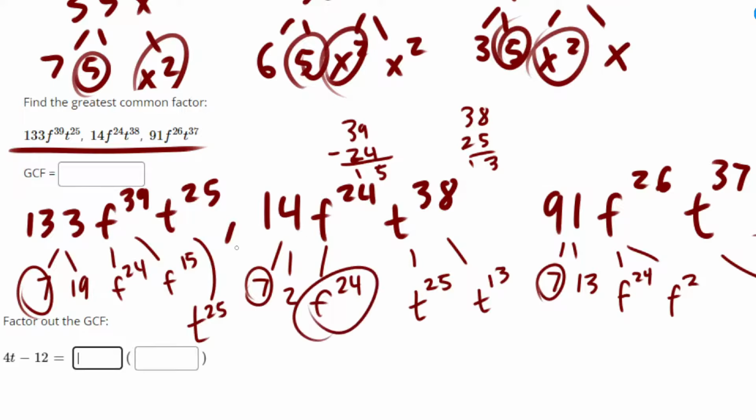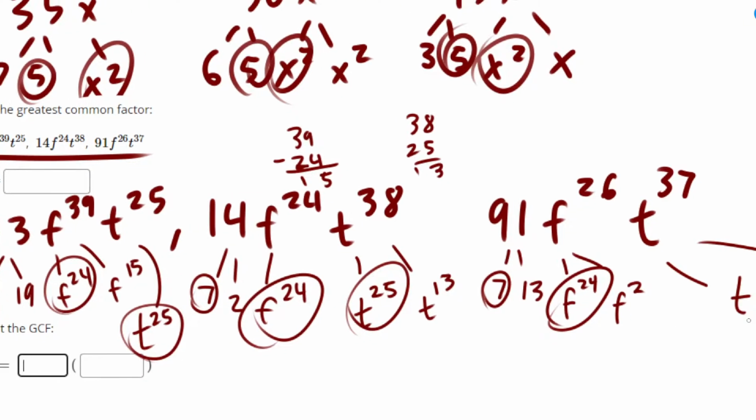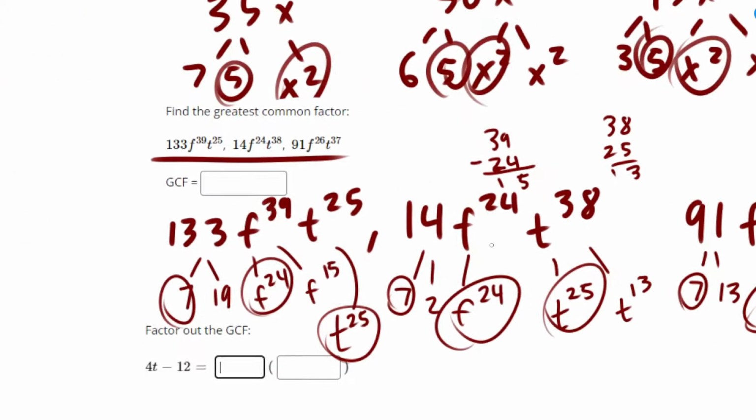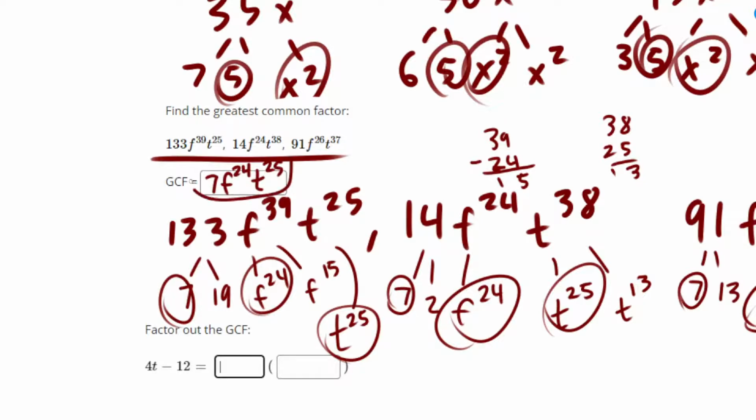F to the 24 in common. And they all have a t to the 25 in common over here. So our greatest common factor would be 7, f to the 24th, t to the 25th. That would be our greatest common factor. Hopefully what I did there made sense.